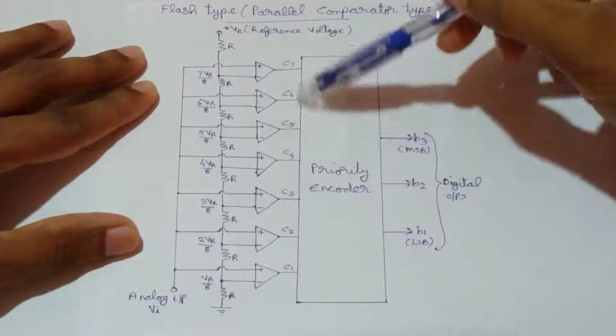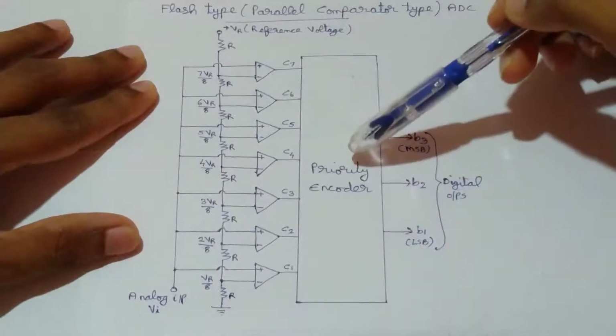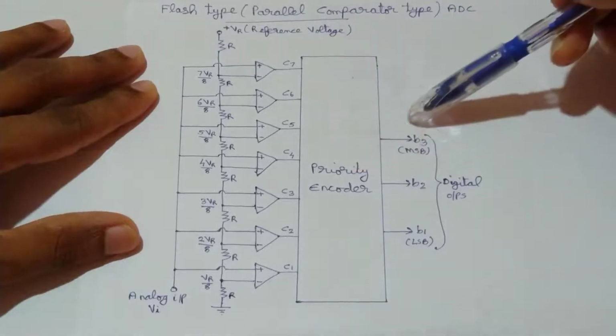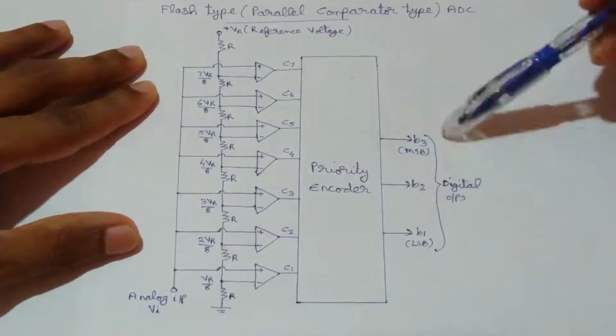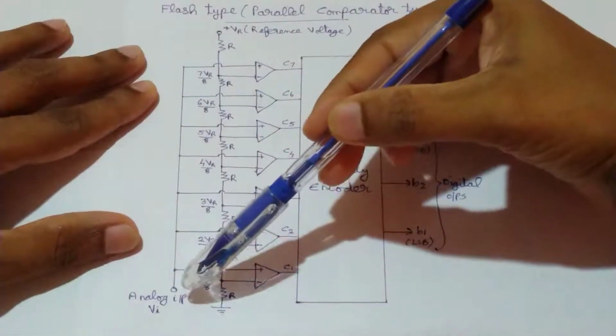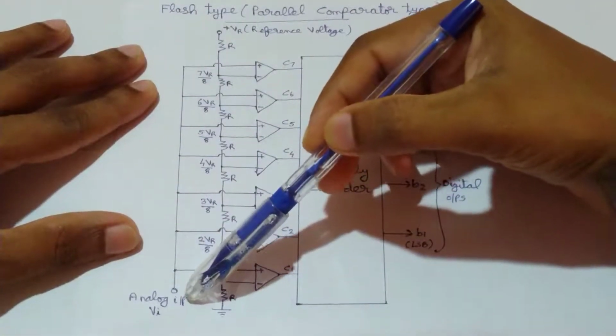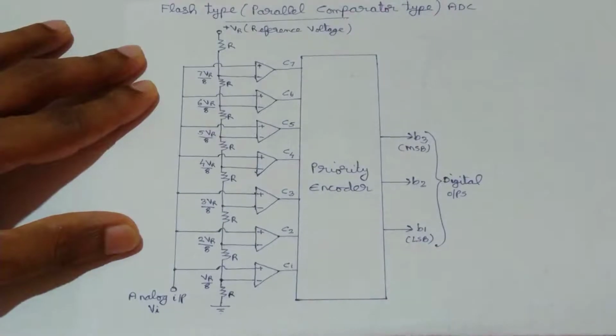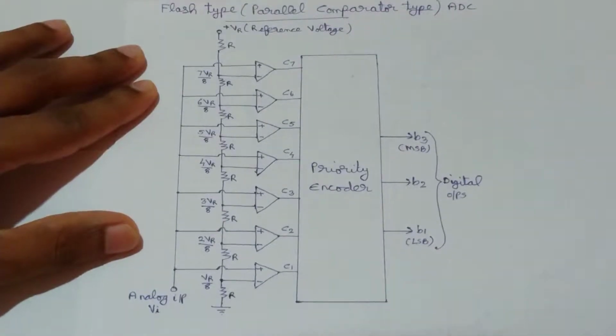Then depending upon the comparator outputs, this priority encoder generates the 3-bit digital output. This 3-bit digital output will be equivalent to this analog input VA. Okay, let's now look at how this circuit works in detail.